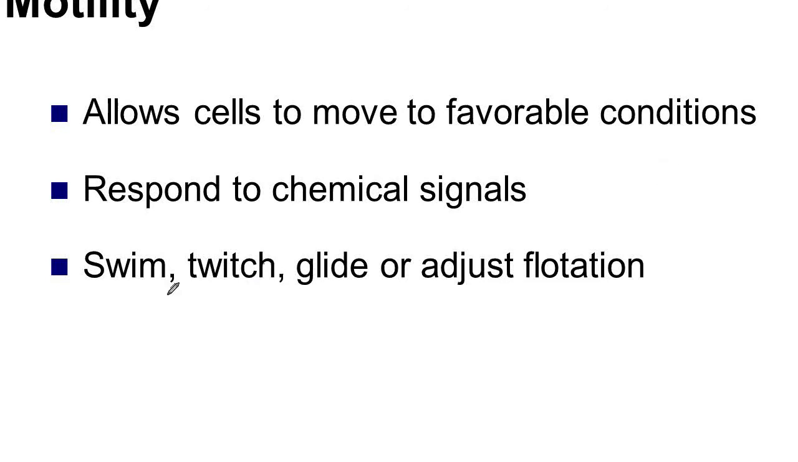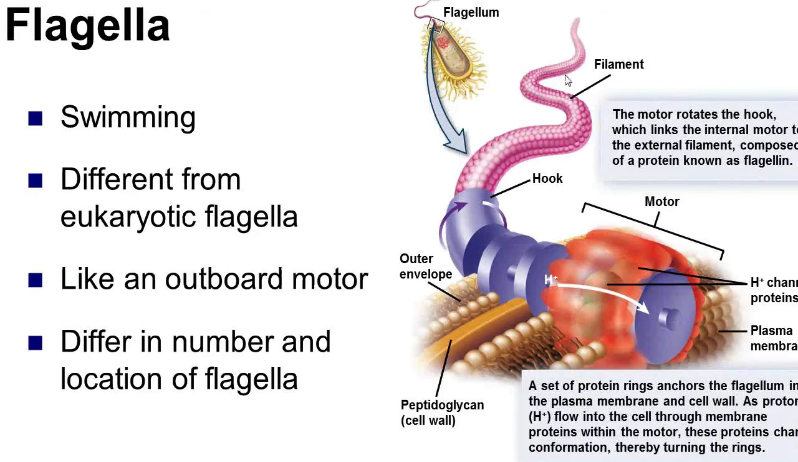How do they actually get around? Well, some swim, some twitch, some glide, or some just simply adjust their flotation. If you remember those gas vesicles, this allows bacteria to float to the top or sink to the bottom, depending on how full the gas vesicles are with gases. So that is motility. Let's examine this a little closer, though, and let's look at some examples.